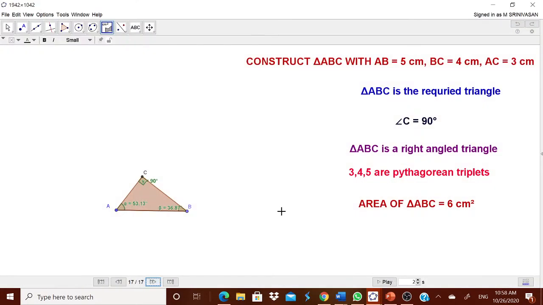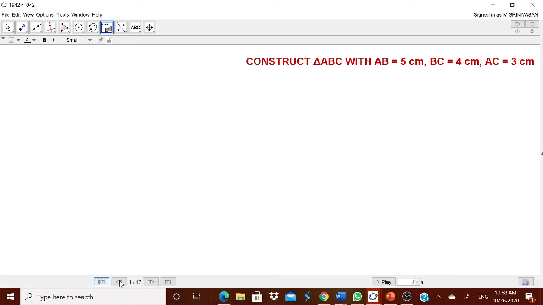This is the worksheet which we will be preparing. We are going to construct a triangle with AB equal to 5 cm, BC equal to 4 cm, and AC equal to 3 cm. Obviously AB will be the base and we will be constructing the triangle. ABC is the required triangle.